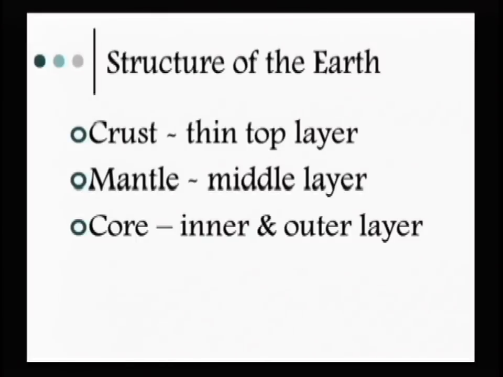Well, that crust is that really thin top layer that happens to be real important to us because that's where we live. And the mantle is that middle layer. And then we have the core, which is all the way at the core of the Earth. And we have two cores. We have an inner core and an outer core. And that outer core becomes extremely important to what's going on within our magnetic field.